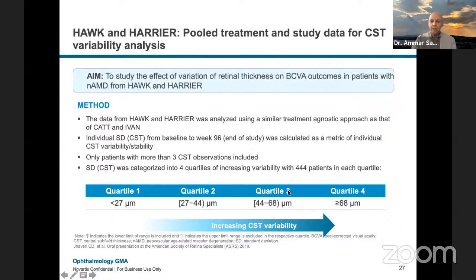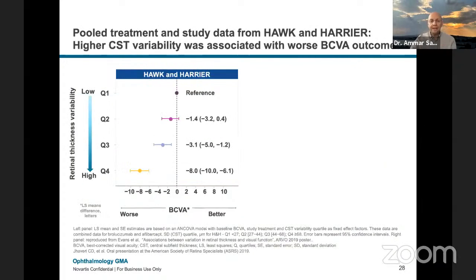And between them, we have quartile 2 and 3. And then they plotted this against vision. So as you can see here, it's very, very impressive to see when you don't have variation, meaning here quartile 1, less than 27 variation in fluid, the vision is good.